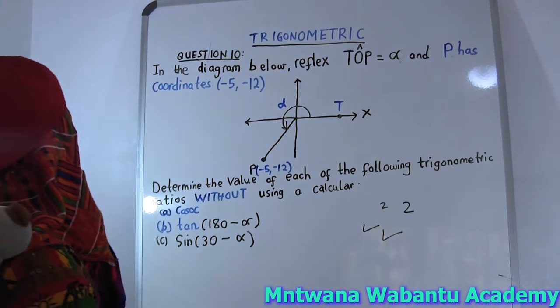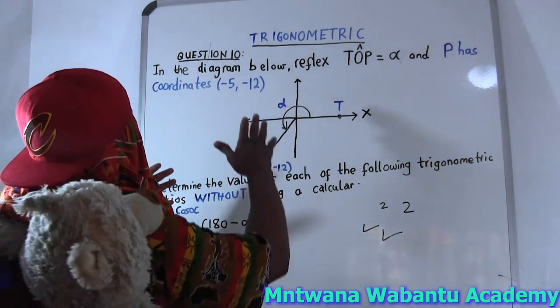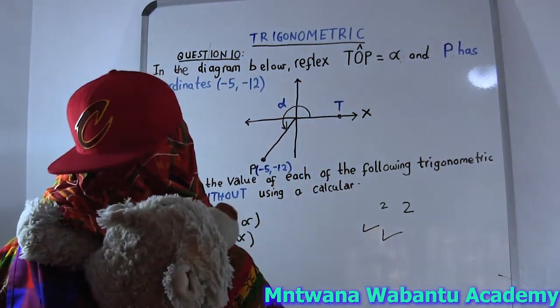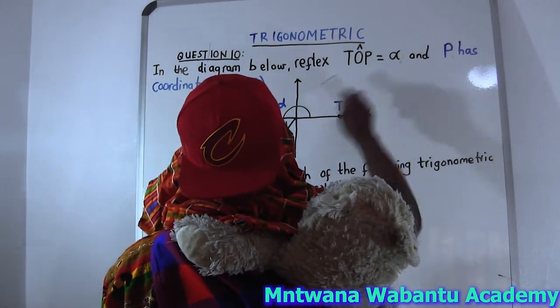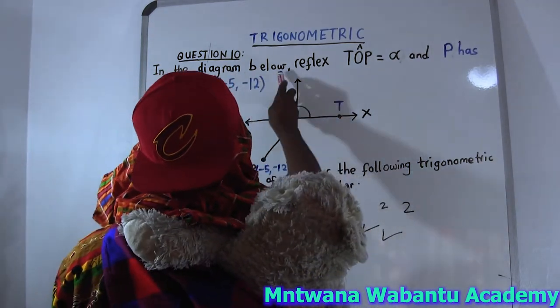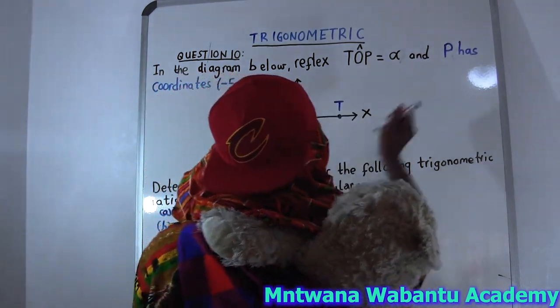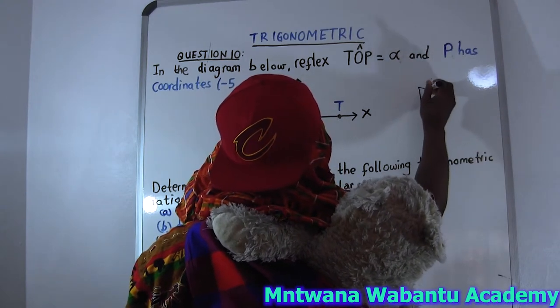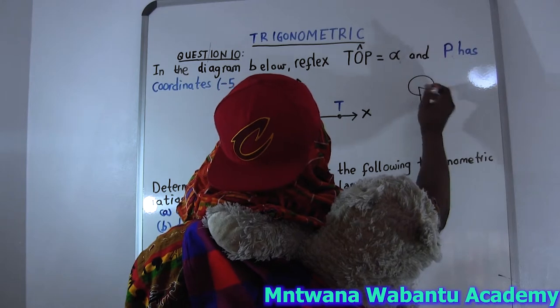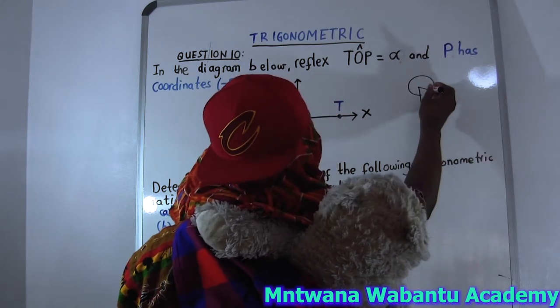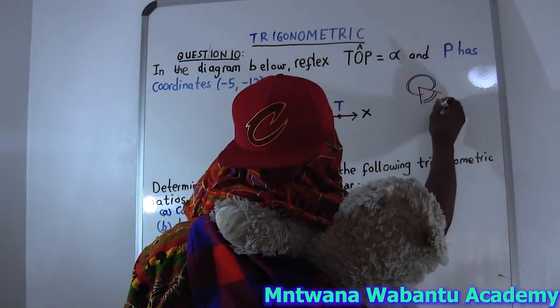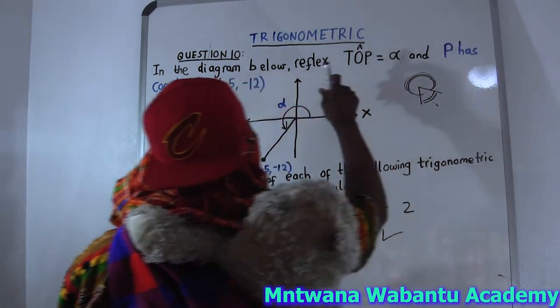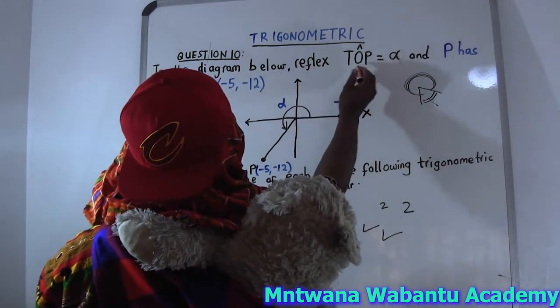Now let's go. Question 10 says, in the diagram below, what is the reflex angle TOP? What does that mean? Let's say, for example, we have something like this. The reflex of this is this part here. That's what I say here: the reflex of TOP.